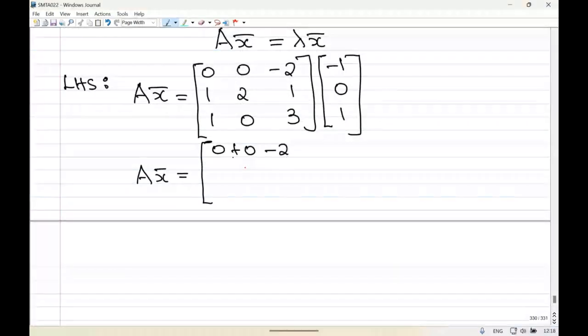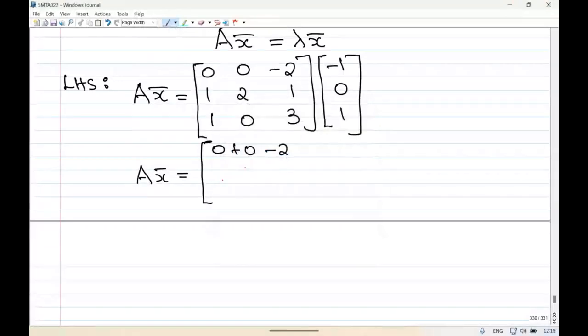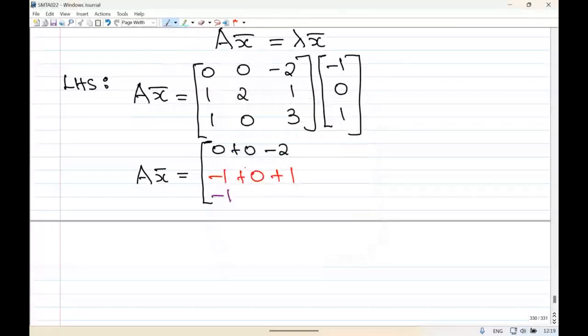Row 2, please confirm if it's correct. Row 2 is going to be -1 plus 0 plus 1. And then row 3 is going to be what? Row 3 is going to be -1 and then plus 0 and then plus 3. Do you agree? Yes. Correct.